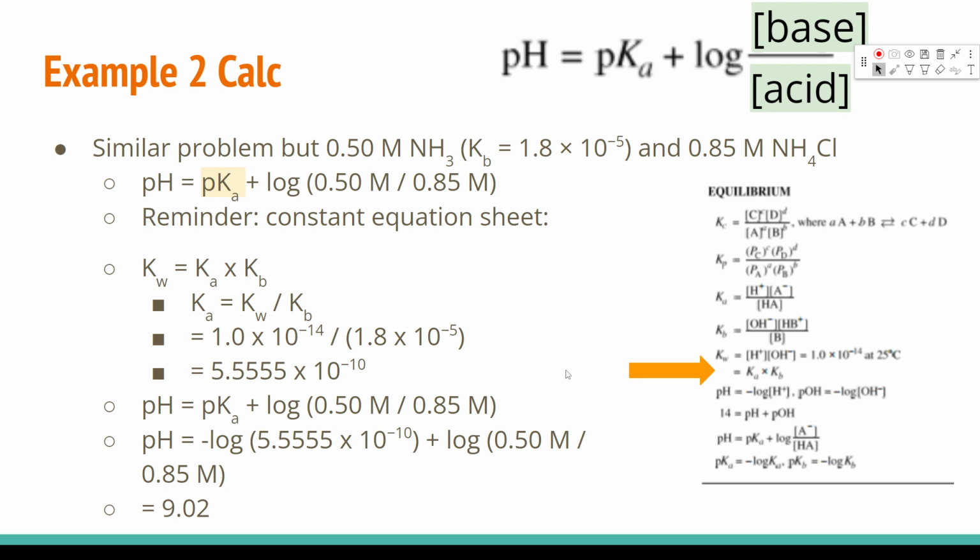Now, as a good practice to do, you should always check if this answer makes sense. So if I go back to the problem, I have NH3 with a Kb value that's less than 10 to the negative 7, and so that means this is going to be a basic buffer. And so basic pHs are over 7, and since this is over 7, that answer does make sense. So that's a good way to check.